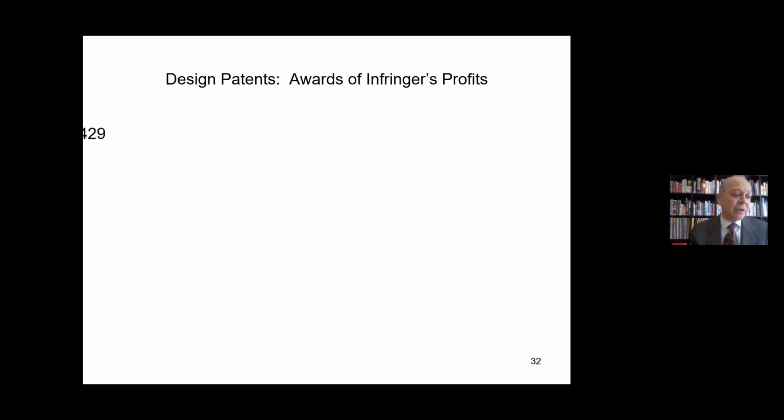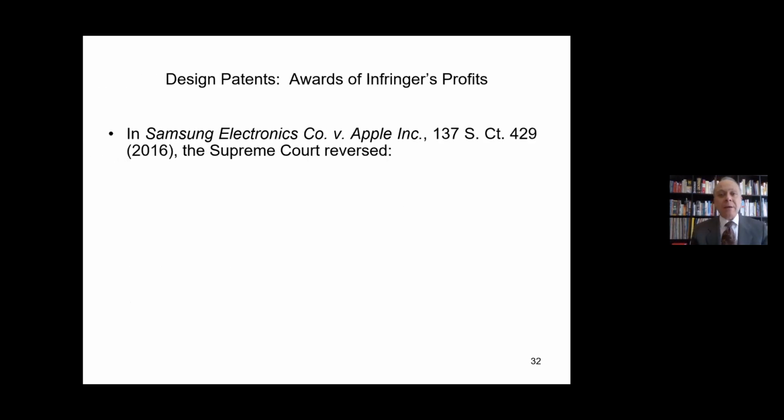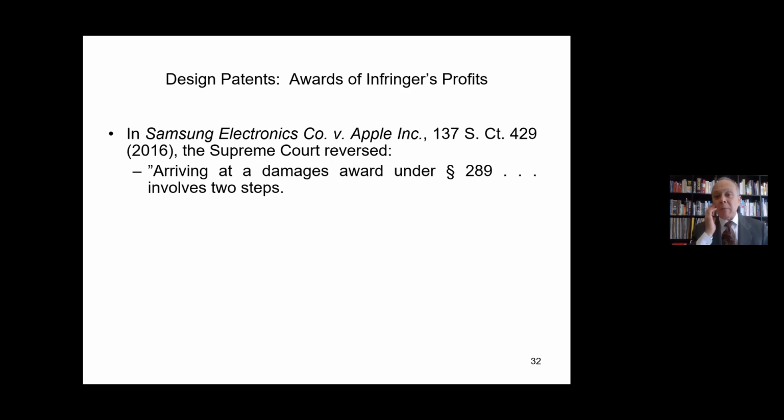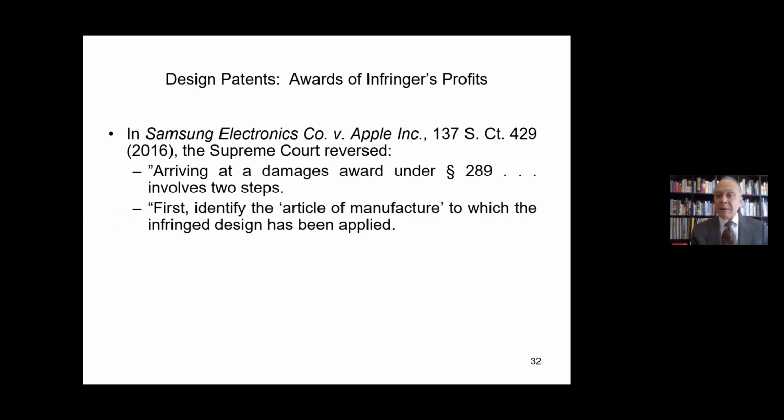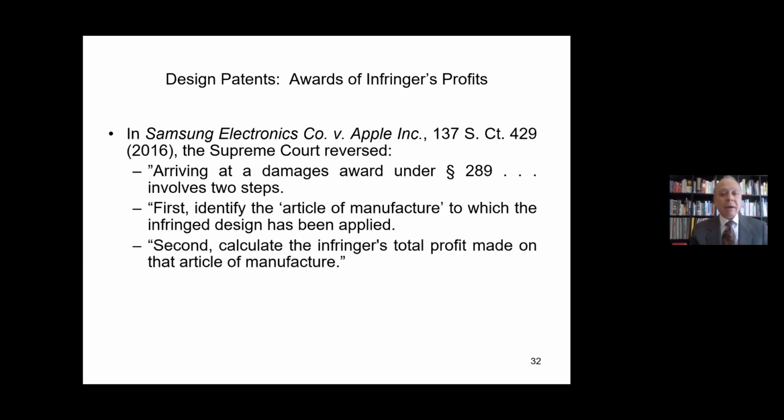Well, in 2016, the US Supreme Court weighed in in Samsung versus Apple. The Supreme Court reversed, and held the following. Arriving at a damages award under Section 289 involves two steps. First, identify the article of manufacture to which the infringed design has been applied. It doesn't necessarily correspond to the entire end product. It might, but it doesn't automatically. So figure out the relevant article of manufacture. And then second, calculate the total profit made on that article of manufacture.